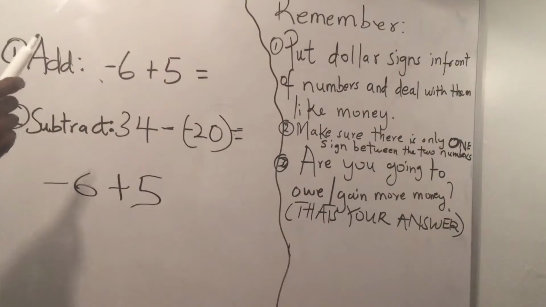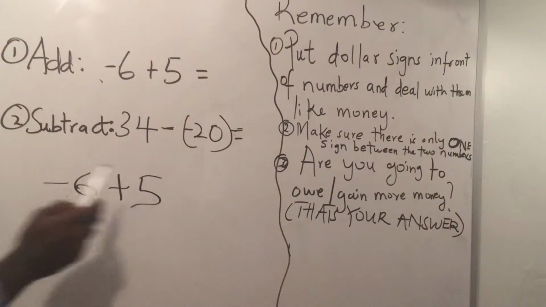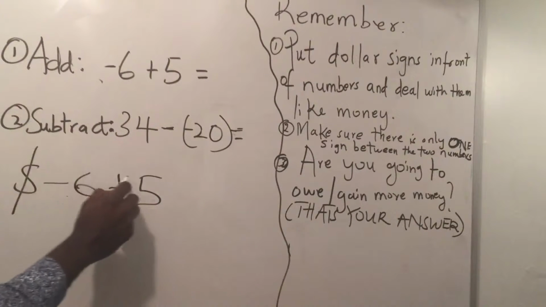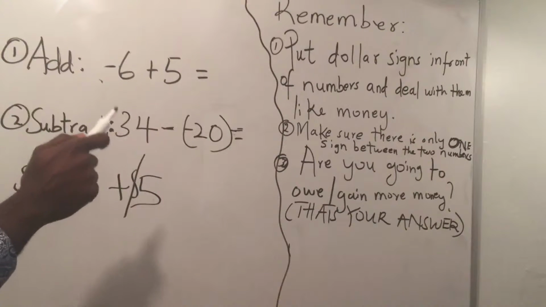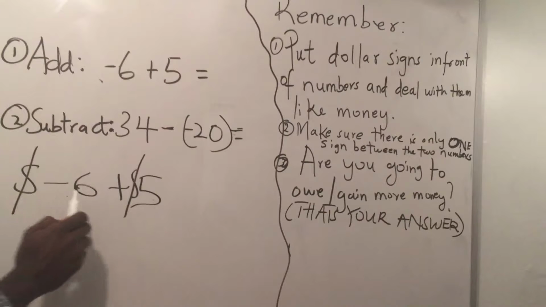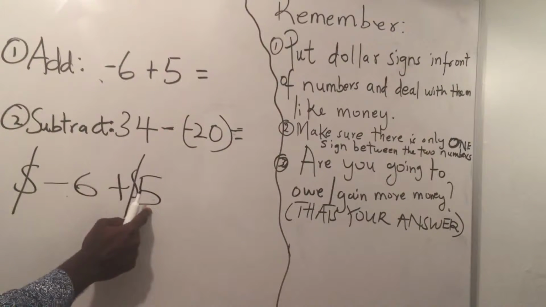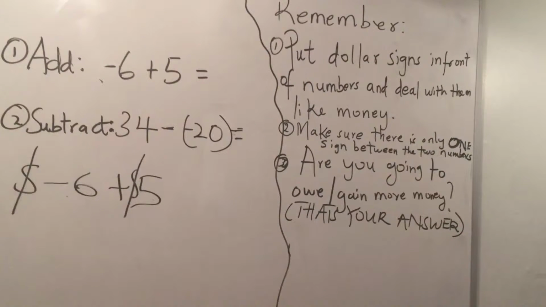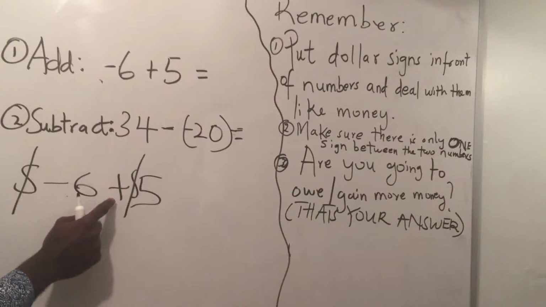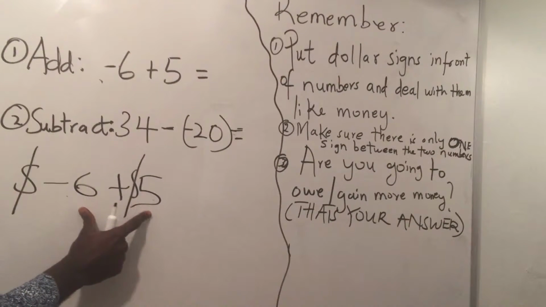So the first point, you have to put dollar signs in front of the numbers. You put a dollar sign in front of the numbers that you have and deal with them like money. The second step, you want to make sure that there's only one sign between the two numbers. And looking at this, there is only one sign. So we're good. So again, we made them money by putting dollars, and we made sure there's only one sign between the two numbers.